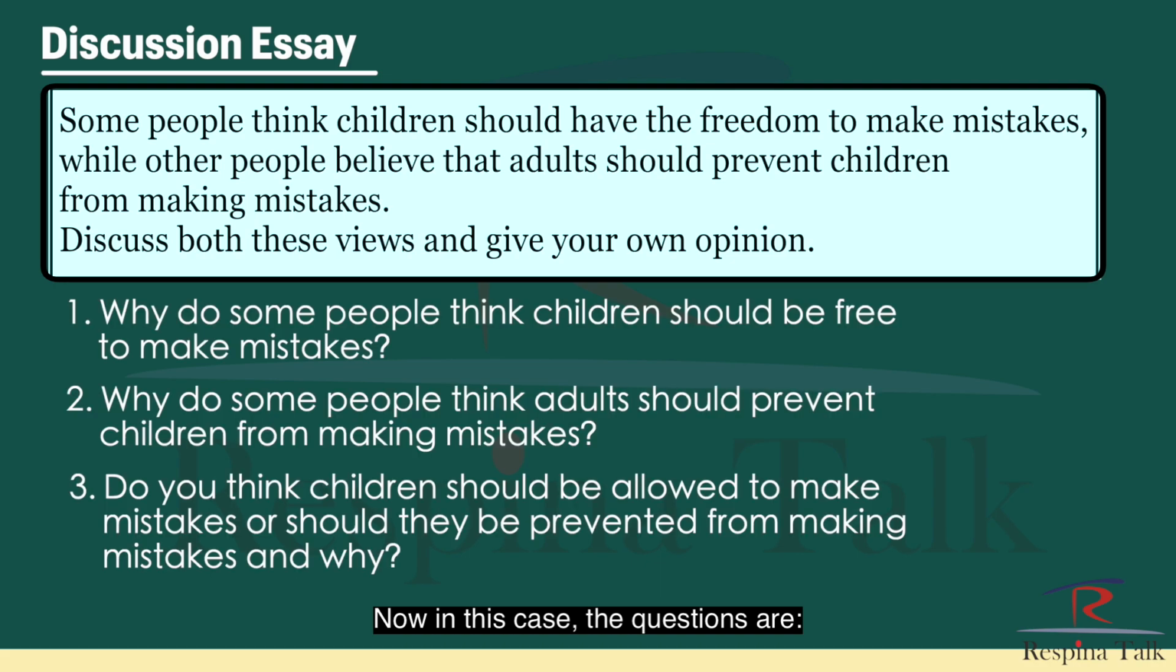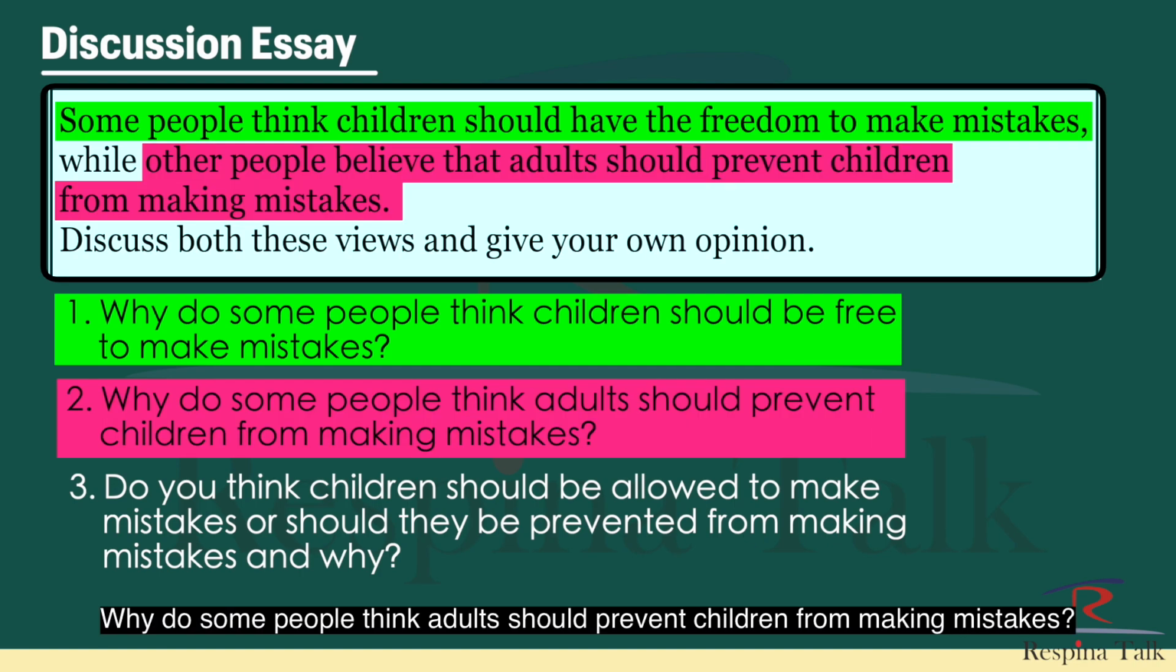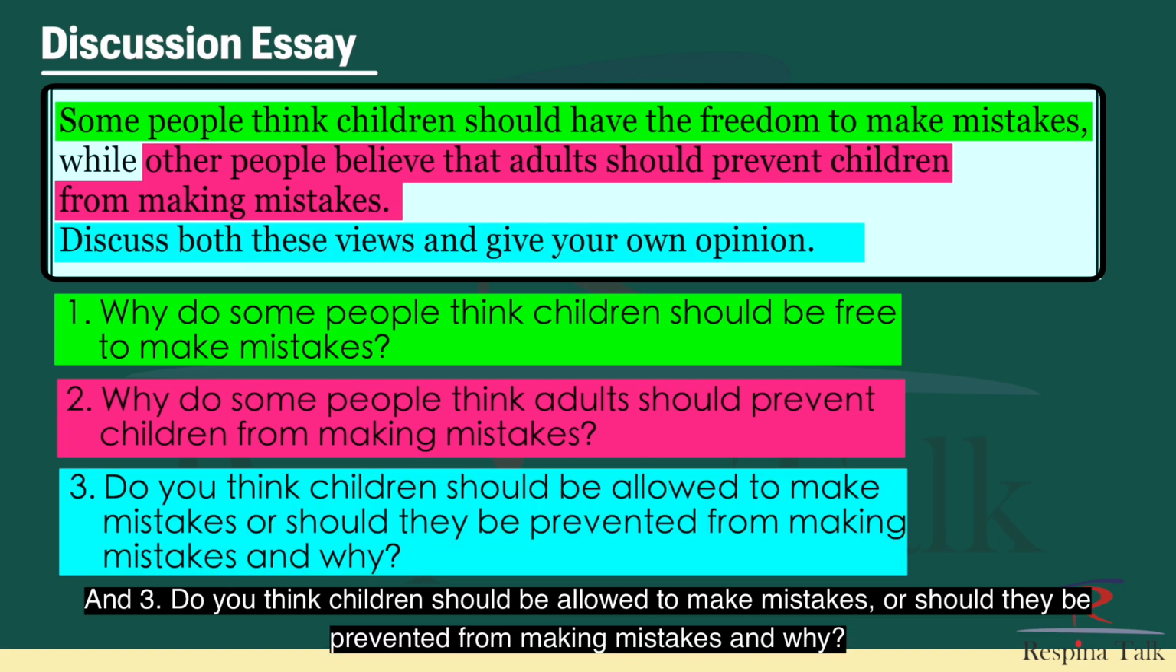Now, in this case, the questions are, one, why do some people think children should be free to make mistakes? Two, why do some people think adults should prevent children from making mistakes? And three, do you think children should be allowed to make mistakes, or should they be prevented from making mistakes, and why?